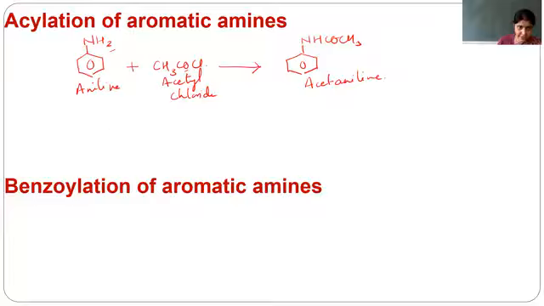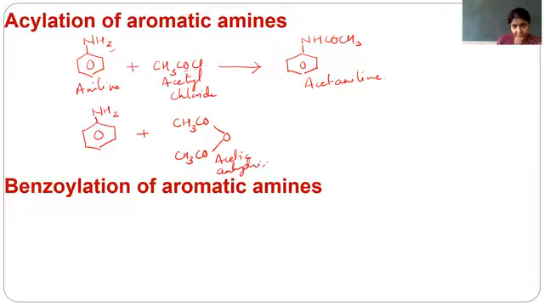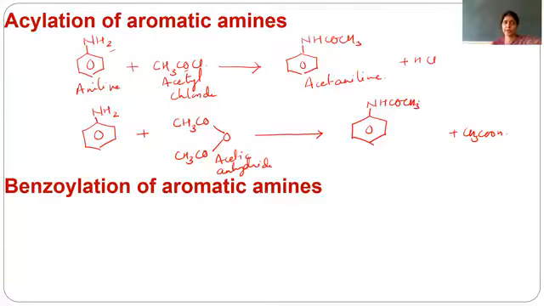Acetanilide is formed. Similarly, the reaction of aniline with acetic anhydride, CH3CO, O, CH3CO. This is acetic anhydride. Again, there is the removal of one molecule of acetic acid, CH3COOH, and formation of the same NHCOCH3. So the acylation of aromatic amine is the same, only in place of aliphatic amines we are taking aromatic amines. Its name is acetanilide, or we can write N-phenylethenamide.